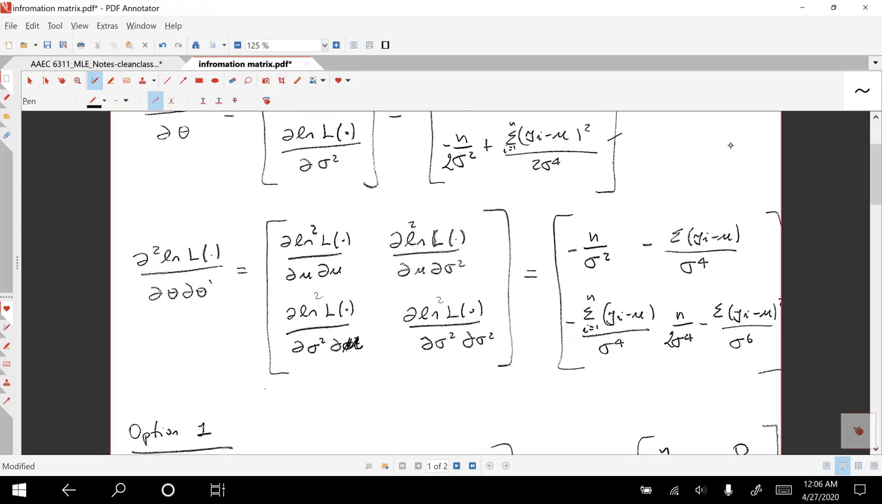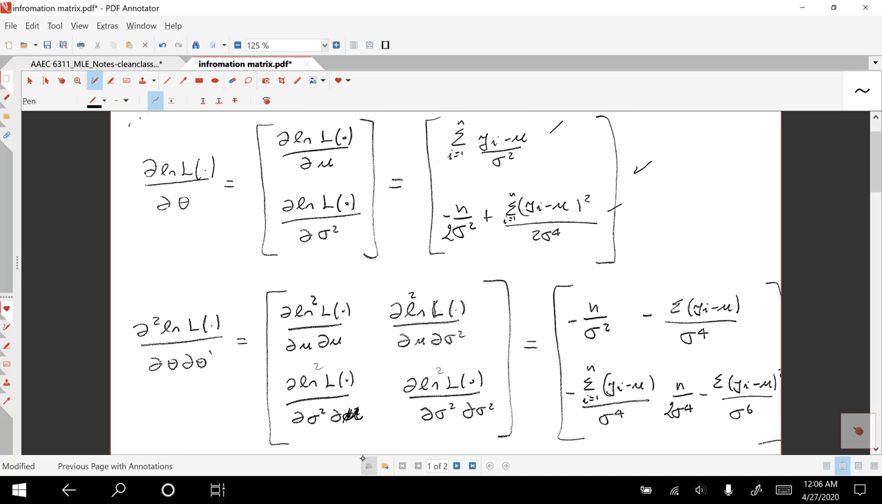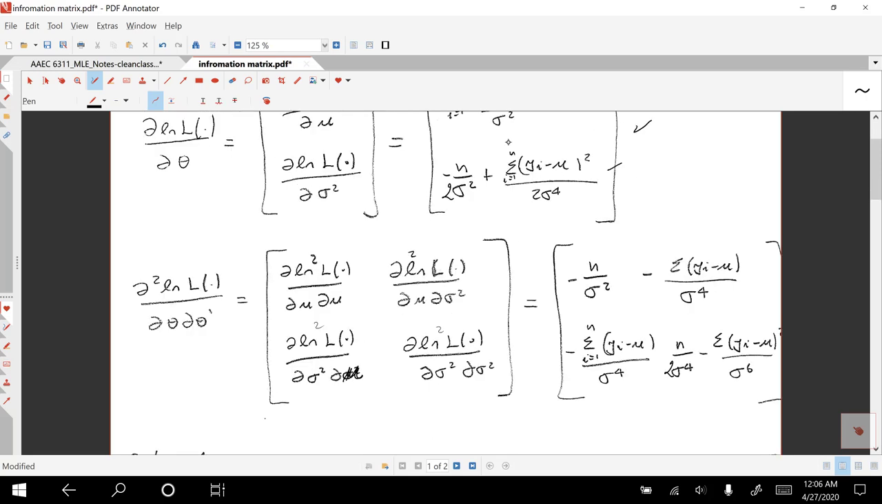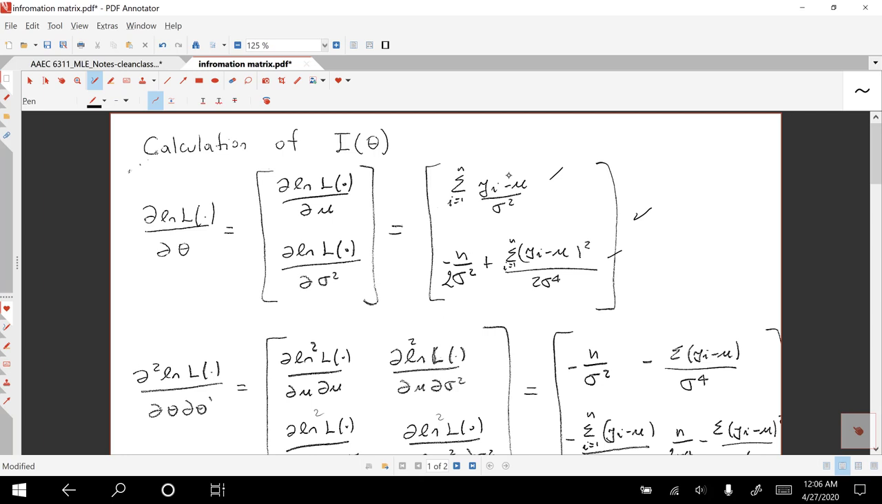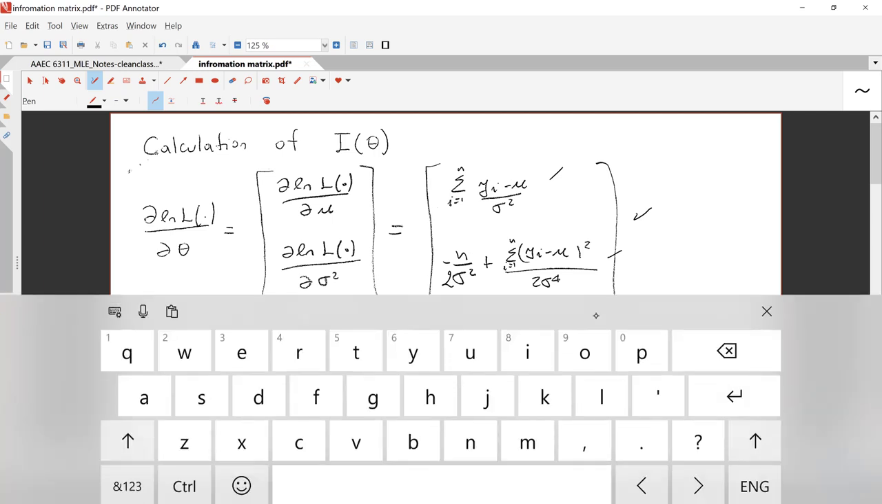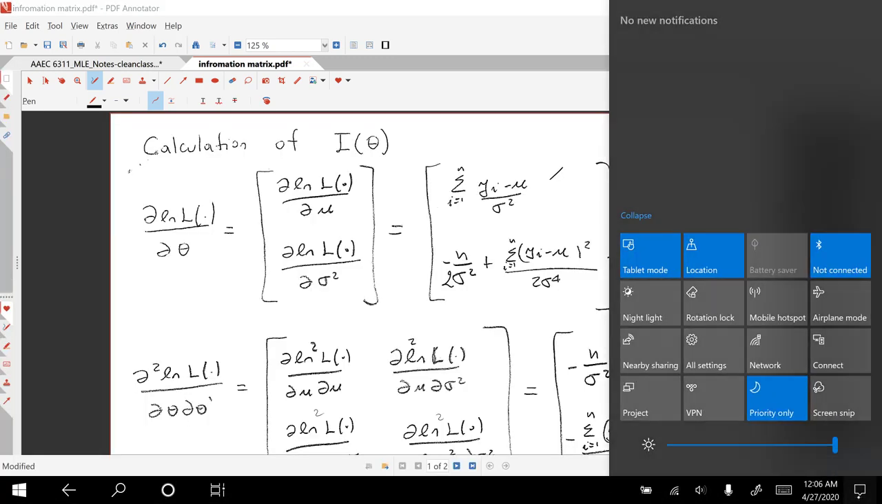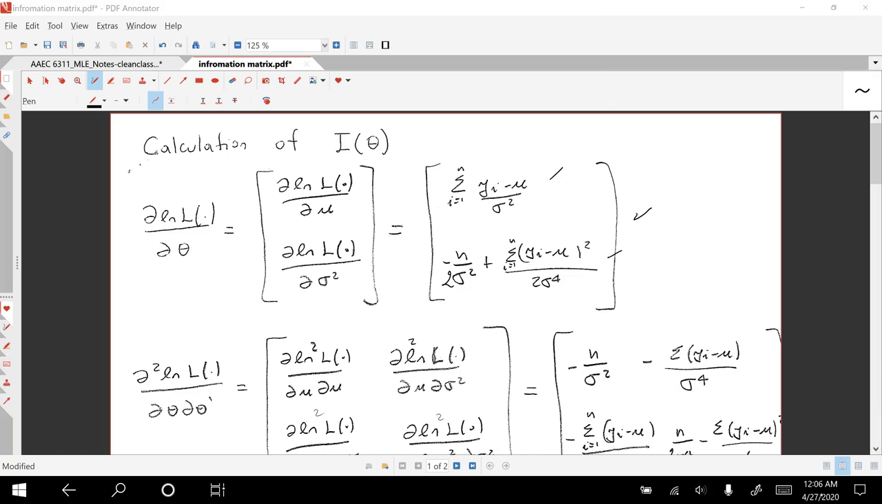So here what we need to do is take the second derivative of the log likelihood function with respect to theta. The way to go about doing that is to take the derivative. Remember, it's the second derivative, so this is the first derivative. This matrix we have here is 2 by 1.